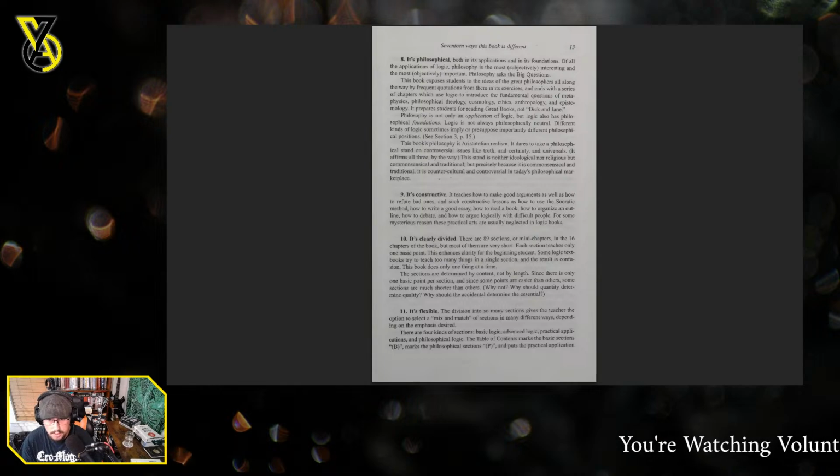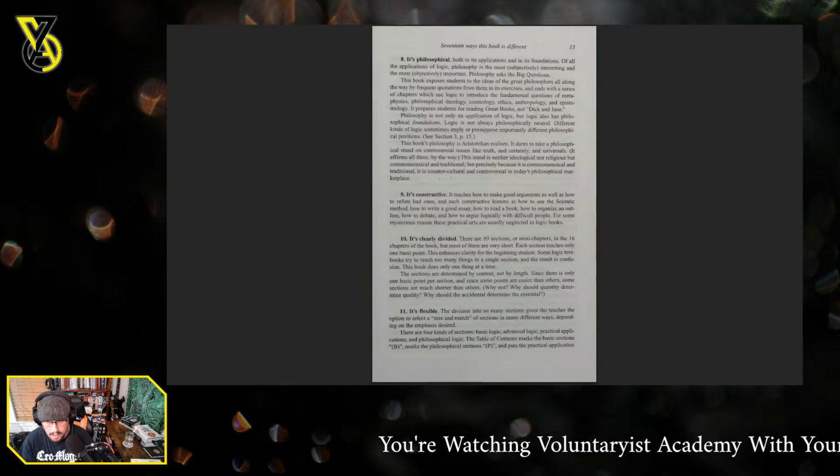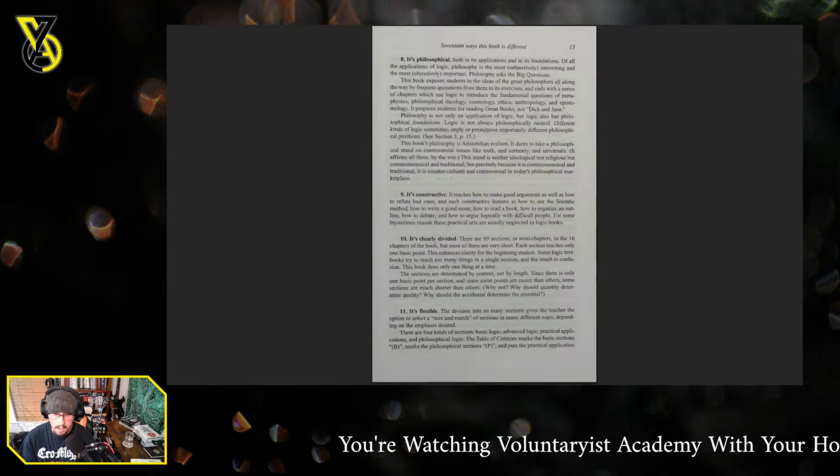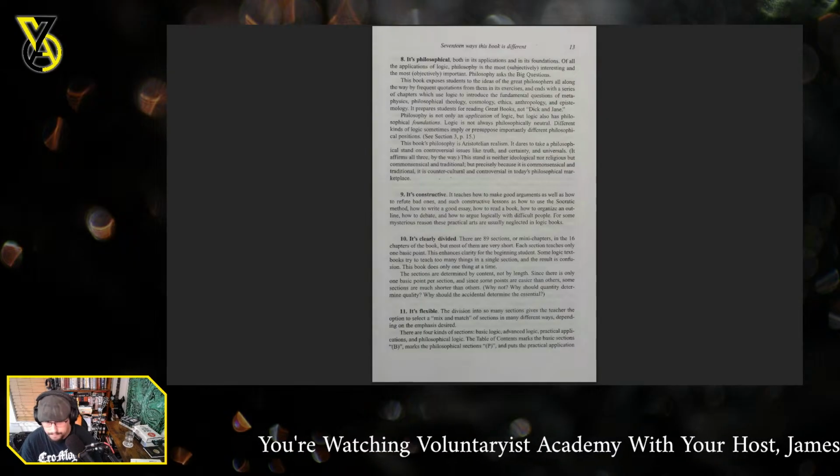The sections are determined by content, not by length. Since there is only one basic point per section, and since some points are easier than others, some sections are much shorter than others. I mean, why not? Why should quantity determine quality? Why should the accidental determine the essential?